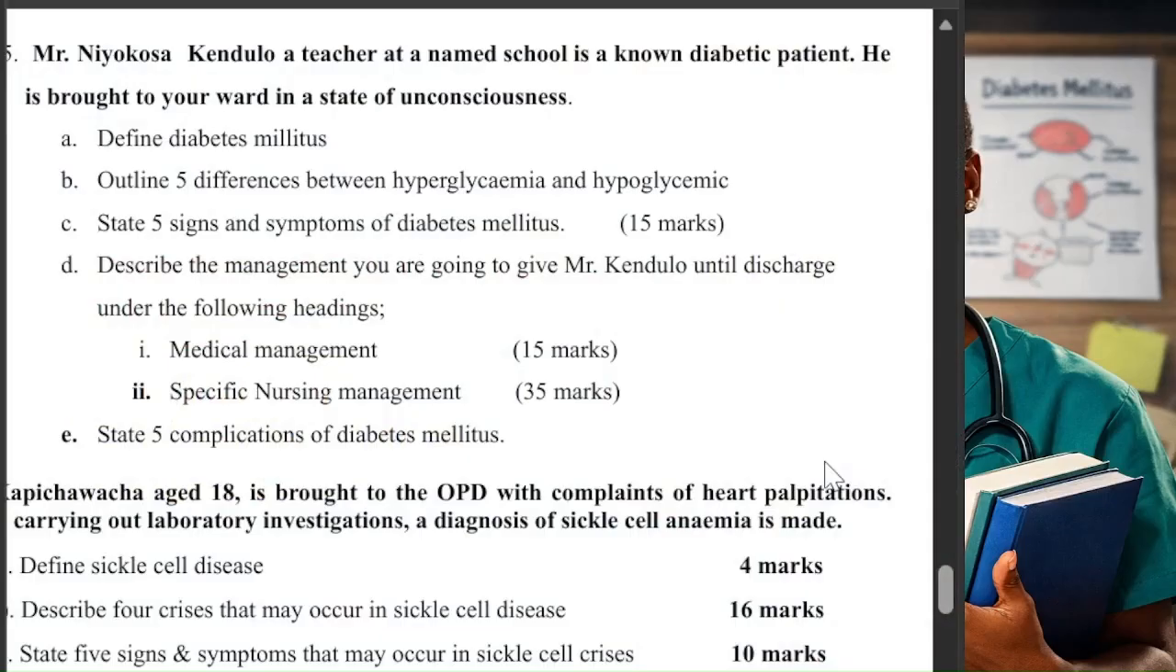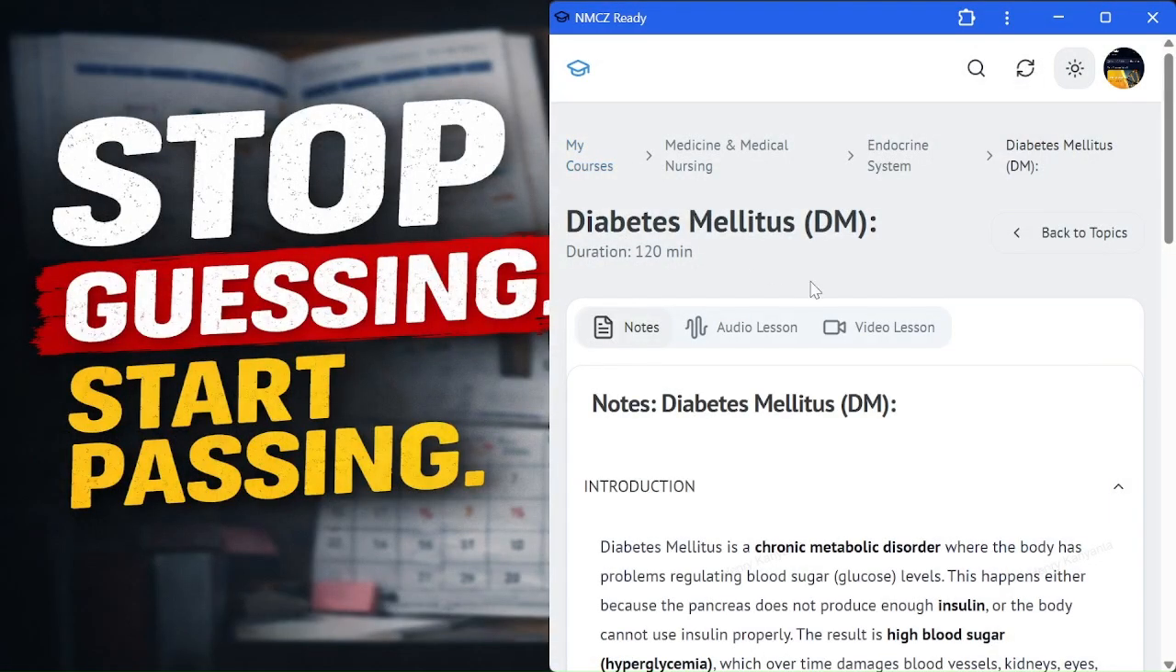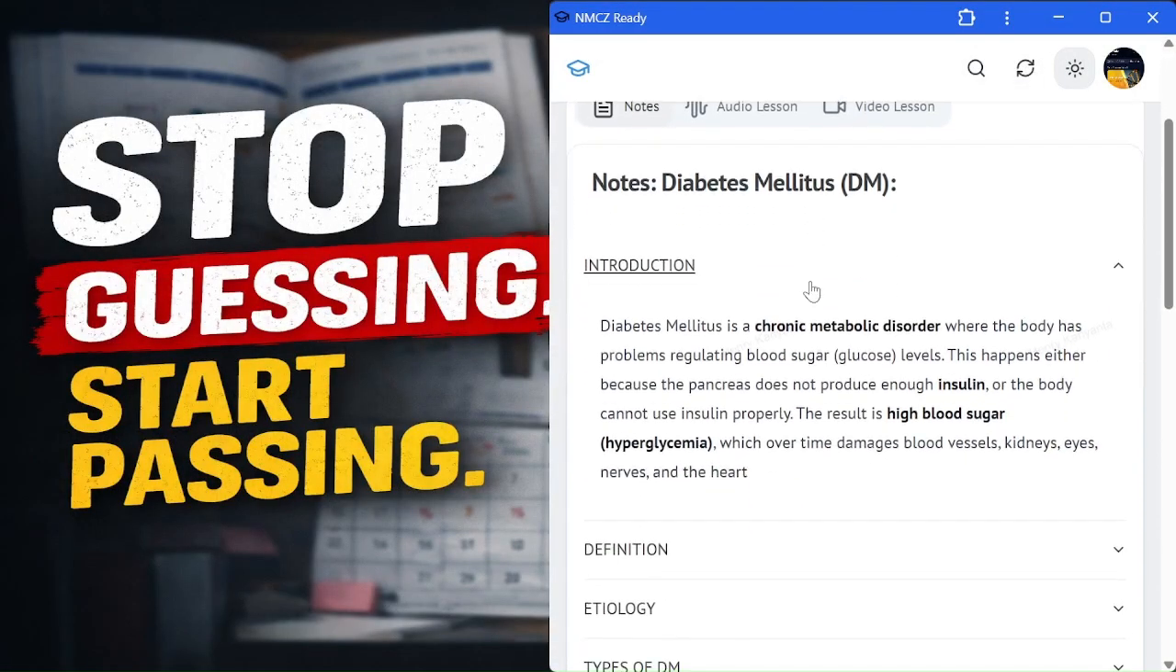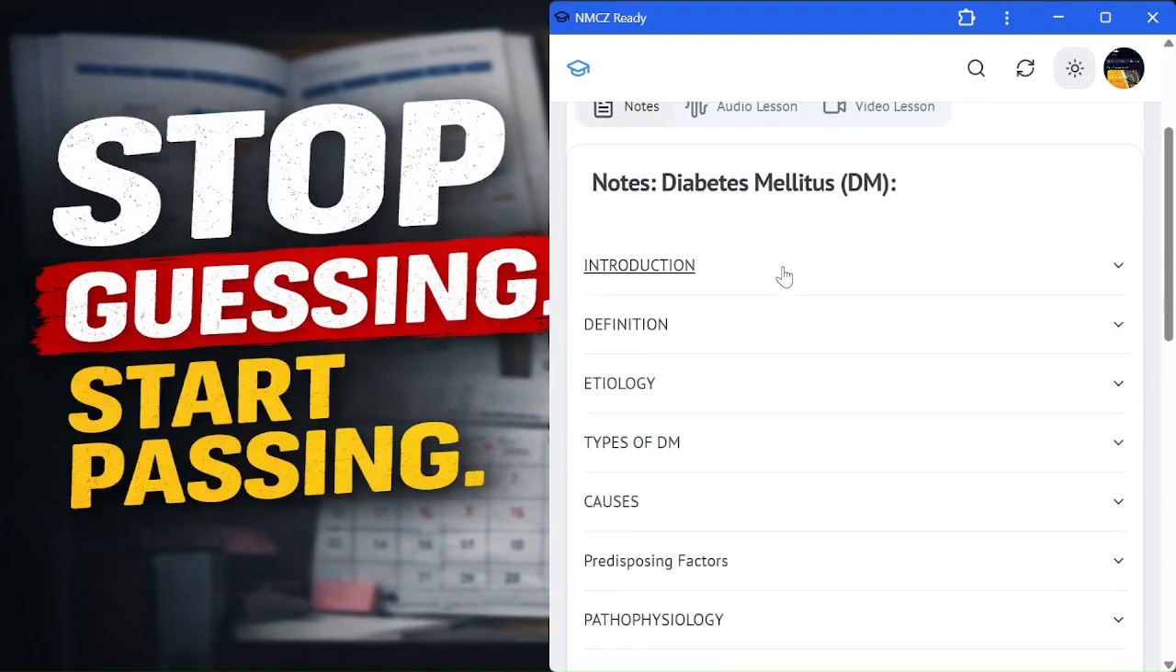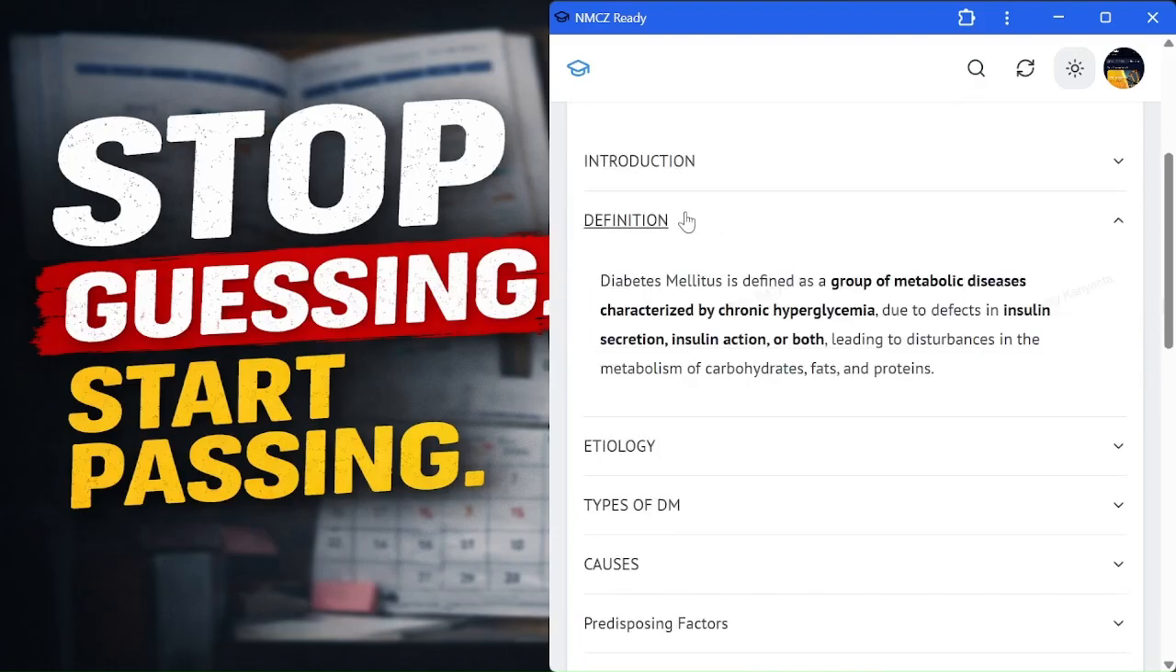So when your platform loads successfully, it simply gives you the most accurate answers you would need to look at this question. So the first question that this teacher, who is a non-diabetic patient who's brought to our ward in a state of unconsciousness, is to define diabetes. So when the platform is successfully loaded, you have your notes section right there. So you open your definition.